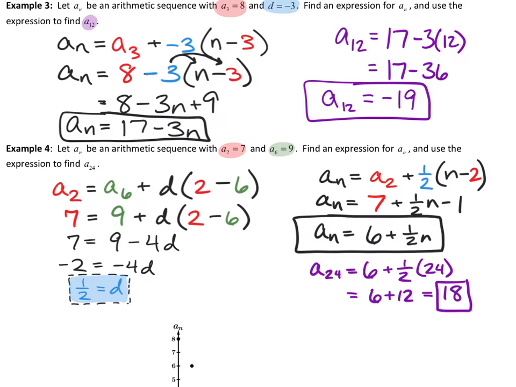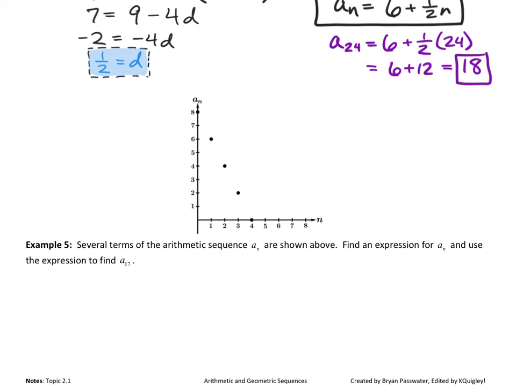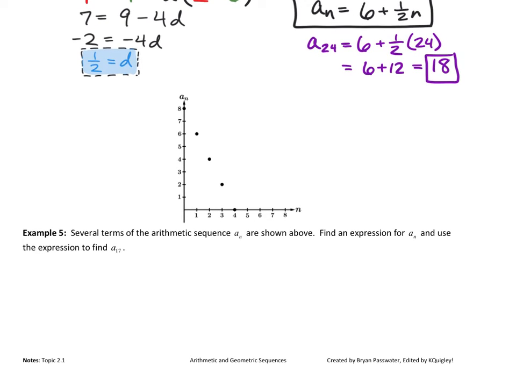Great question. Okay, example 5 says, several terms of the arithmetic sequence a sub n are shown above. Find an expression for a sub n and use the expression to find a sub 17. So literally the same kind of question. We're writing a sequence and then using the sequence. This time they didn't give us the common difference. They just gave us a bunch of points on a graph. Here's some things to notice.